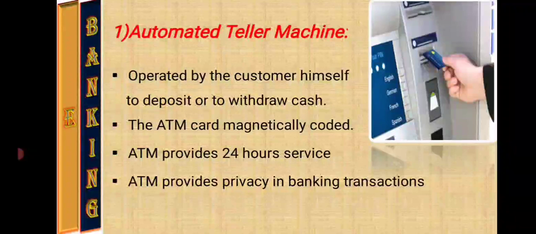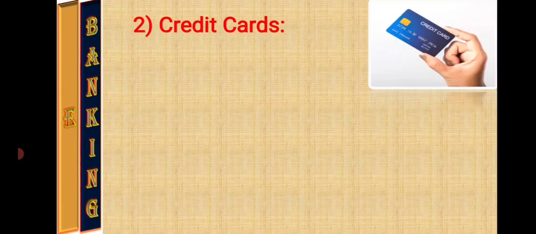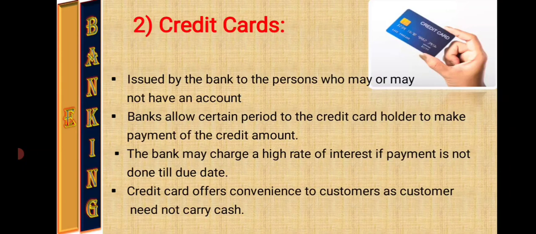Okay, now let's see the second one. It is credit cards. Credit cards, that means Visa or MasterCard, are used and issued by the bank to the persons who may or may not have an account in their bank. Credit cards are used to make payments for purchase so that the individual does not have to carry cash. A credit card is a payment card. Banks allow a certain period to the credit card holder to make payments of the credit amount.